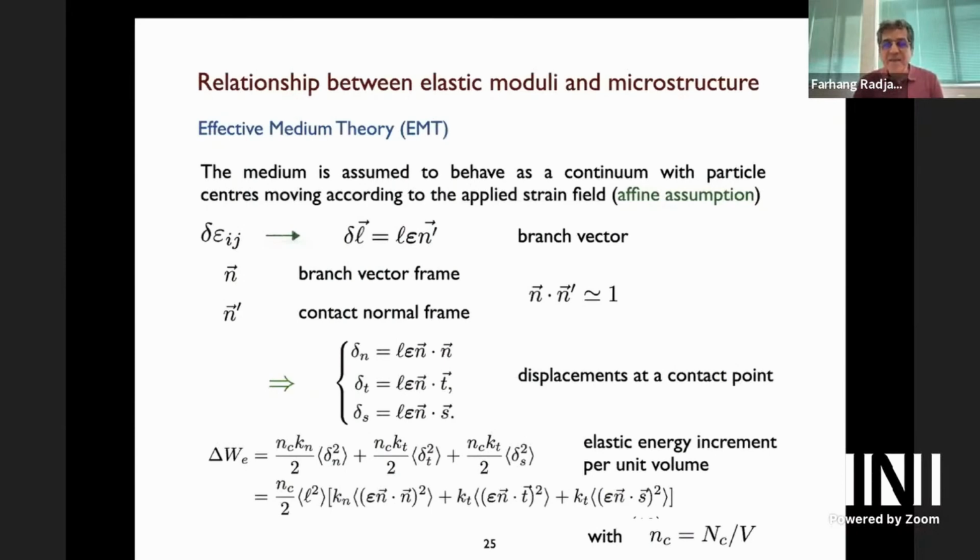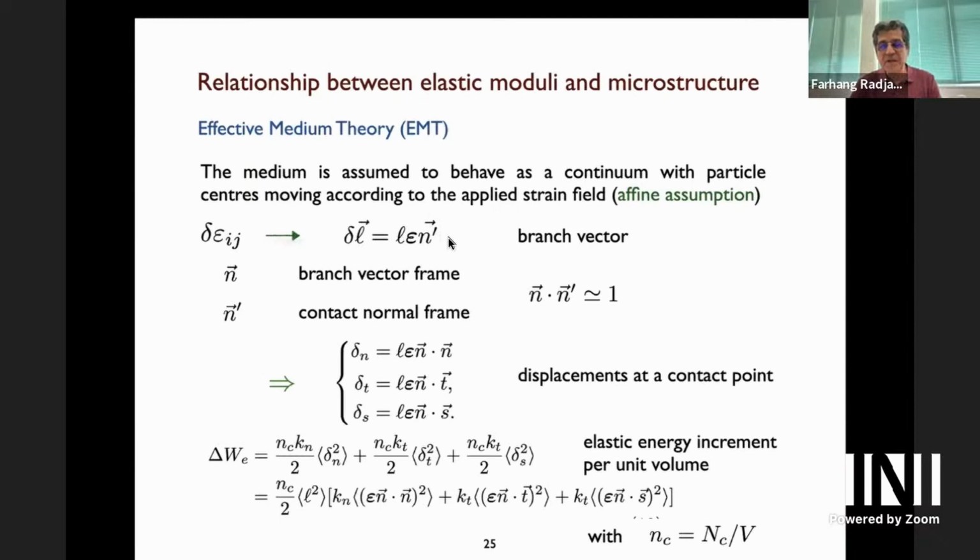So how do we relate this evolution of the microstructure with the evolution of elastic moduli? Of course, we can first think of effective medium theory. So in effective medium theory, which has been already used, but maybe not for anisotropic systems, it's mostly for isotropic packings, we assume that the material behaves as a continuum. And so the centers of particles are moving according to the applied strain field. For example, if we apply delta epsilon ij, the branch vectors joining particle centers would change like this.